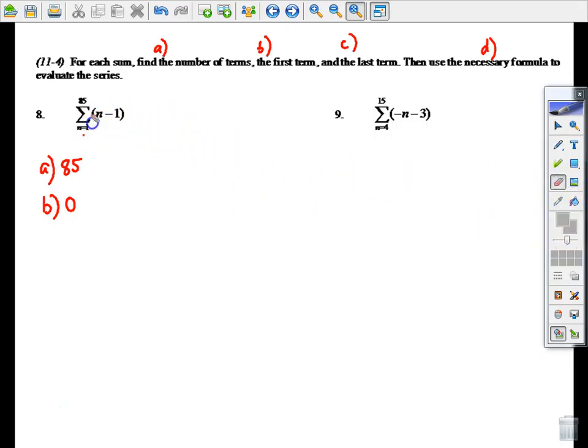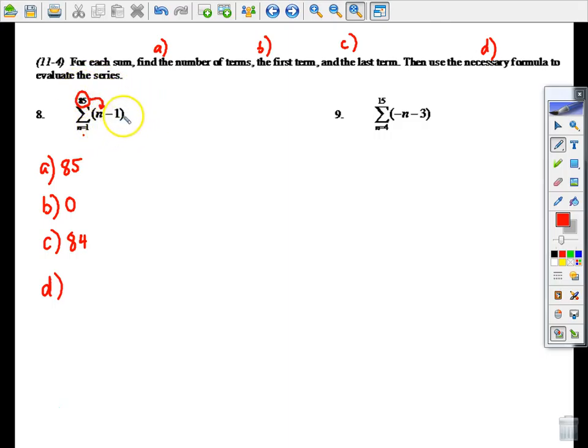All right, how do I find the last term in summation notation? Well, this time I'm just going to take the top number, plug it in for n, and simplify. So if n is 85, 85 minus 1 is 84. And then letter D says use the necessary formula to evaluate the series.